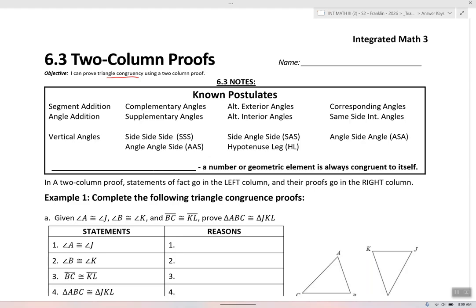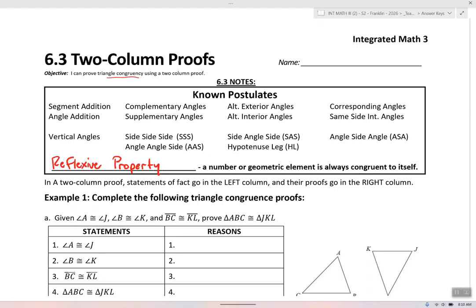We may also need to keep in mind the reflexive property, which states that a number or geometric element is always congruent to itself. That's called the reflexive property.